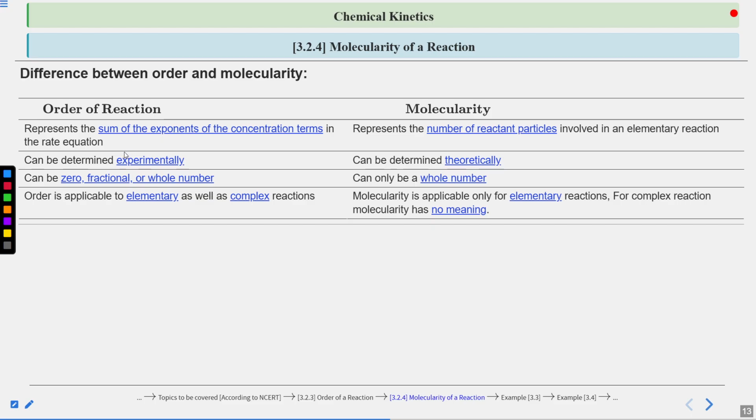So what we are saying is that in the order of reaction column, this is very basic, by the way, that order is applicable to the elementary as well as the complex reactions, because we are going to get that from our complex reactions, right? And molecularity is applicable only to the elementary reactions, which happen in a single step. For the complex reaction, molecularity has no meaning; only the elementary reactions have molecularity.